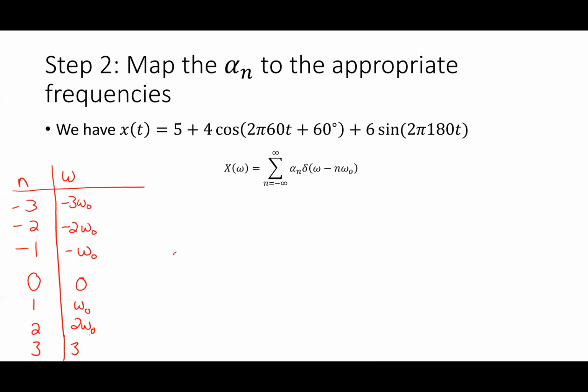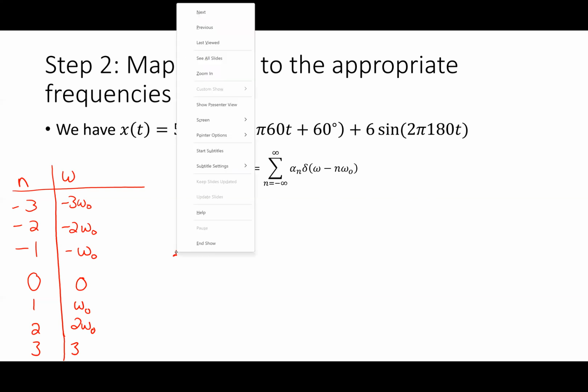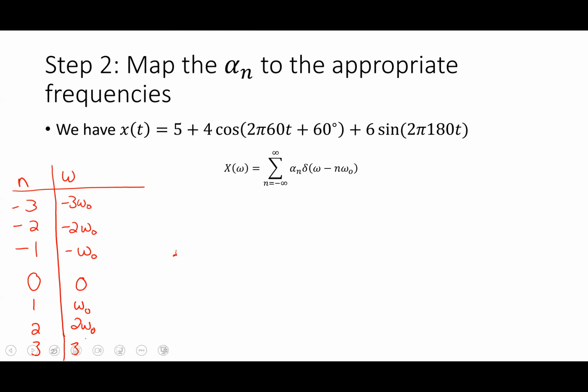I think, yeah. Somehow that stuff always comes up when I do that. All right, this would be 3 omega naught. There. All right.